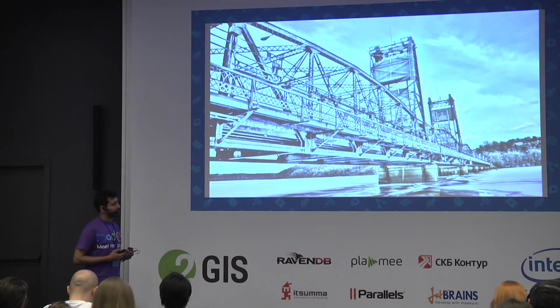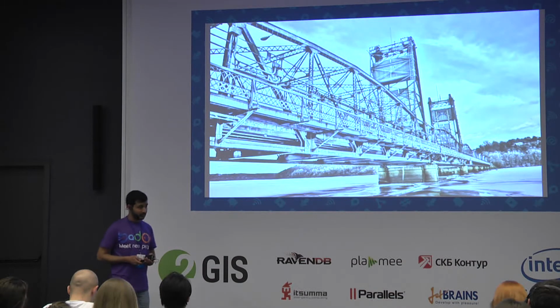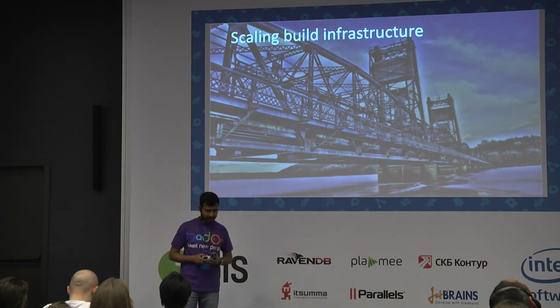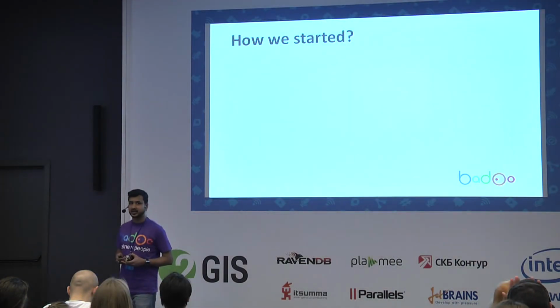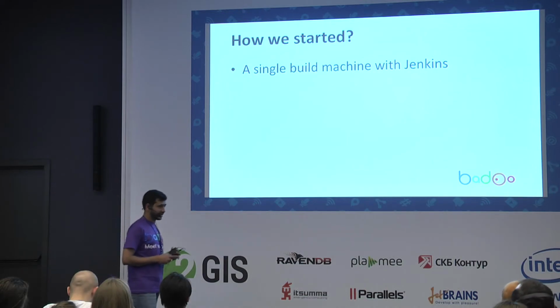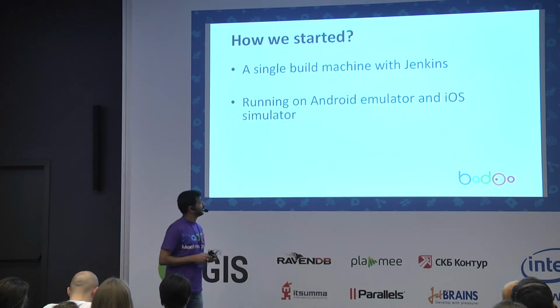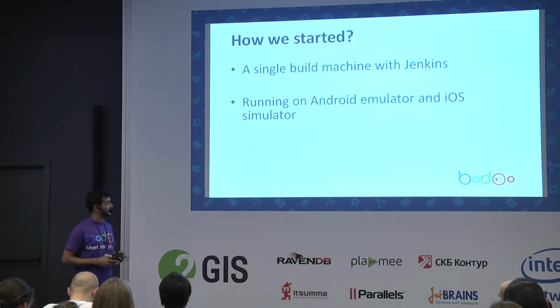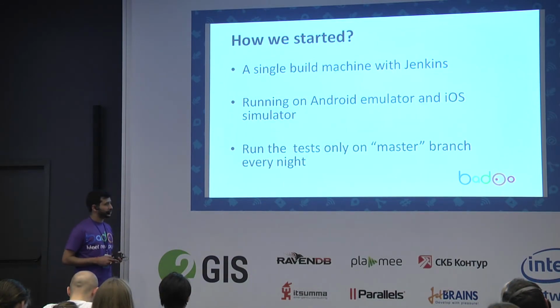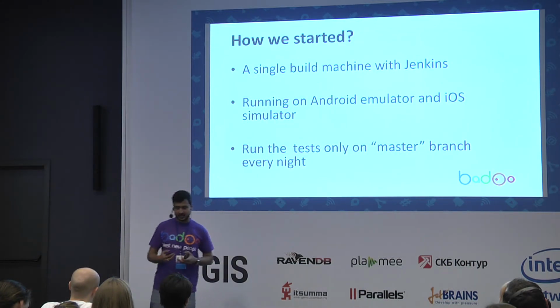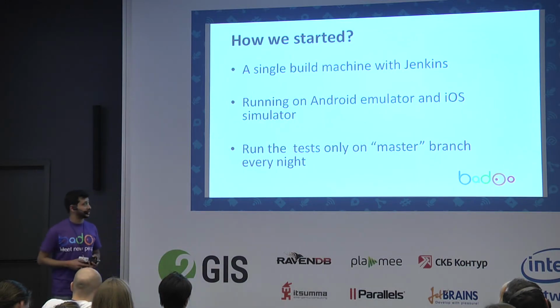And this needs integration with build servers. So I'm going to talk about how we scale our build infrastructure. When we started test automation and writing the test cases, we had only a single build machine with Jenkins, and this machine had the Android and iOS configurations, and we ran the test cases on the emulator and iOS simulator. And we used to run these tests only on the master branch every night. The code would be checked out from the repository, and we ran these test cases.